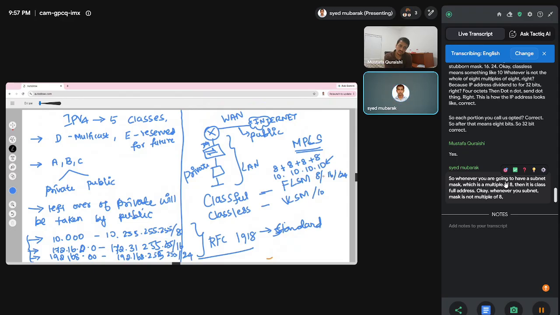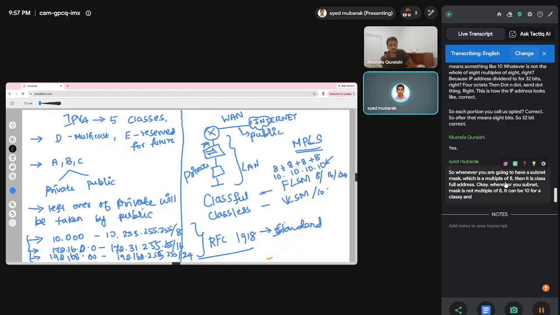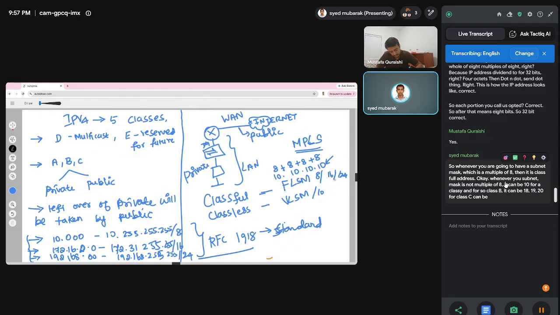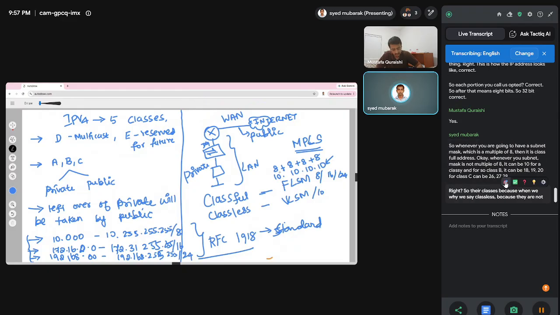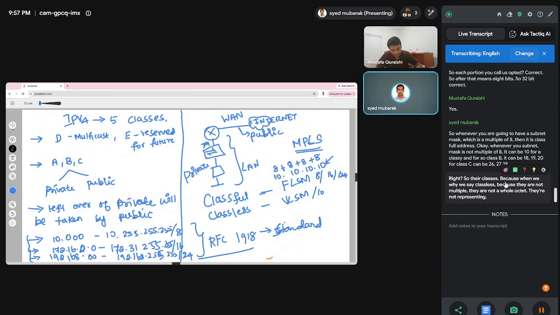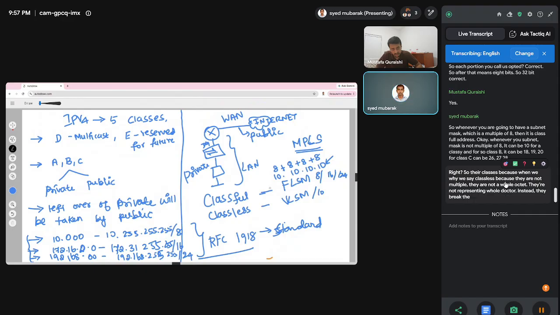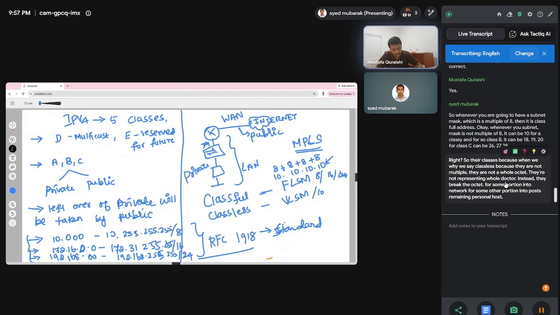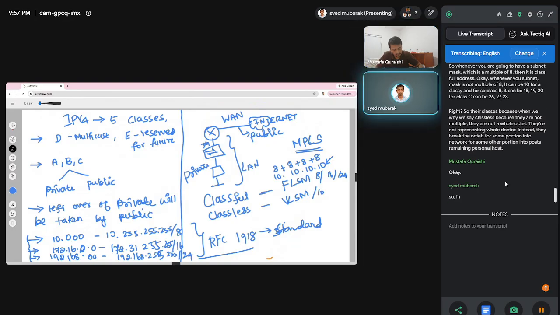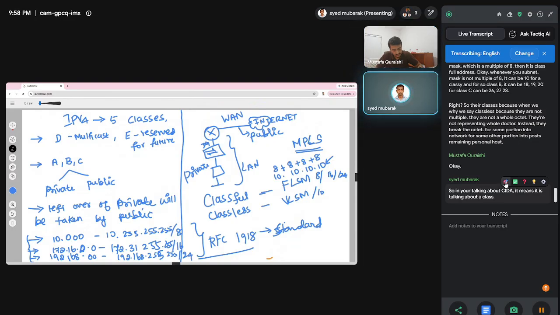it can be 10 for class A, and for class B it can be 18, 19, 20. For class C it can be 26, 27, 28, right? They are classless because they are not a whole octet. Instead, they break the octet, some portion into network and the remaining portion into host. So when you are talking about CIDR, it means classless inter-domain routing.